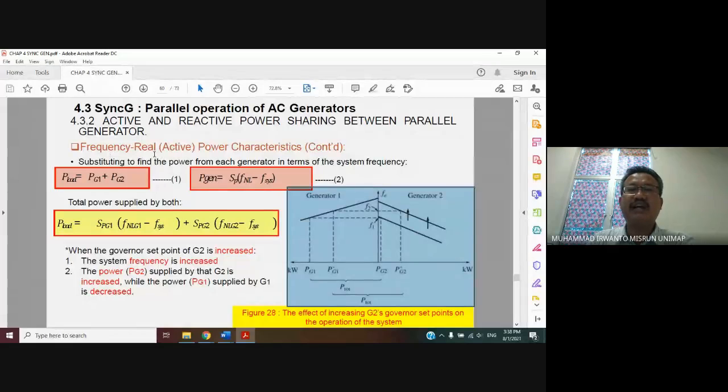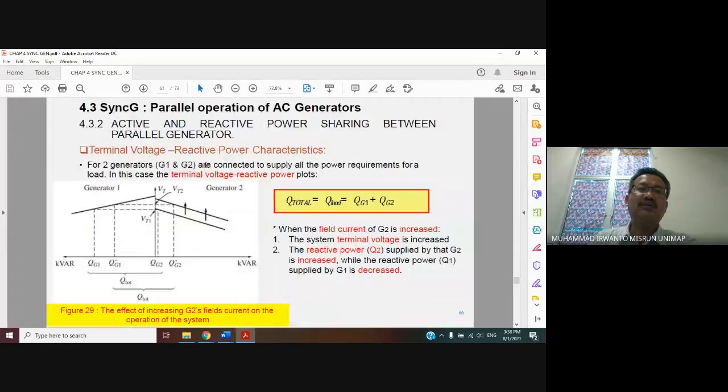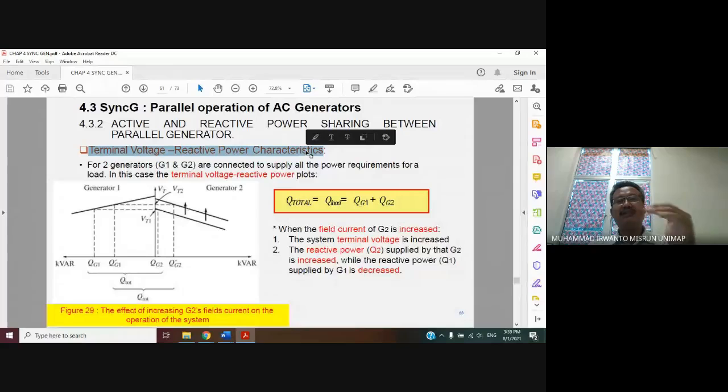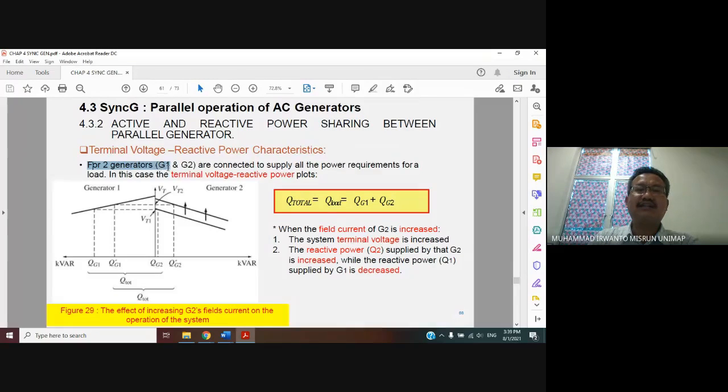Okay, this one is for the relationship between frequency and real power, or the frequency-real power characteristic. The second, we look at the terminal voltage-reactive power characteristic. This one is the terminal voltage. The illustration is the same as before for frequency and active power. Two generators, G1 and G2, are connected to supply all the power requirement of the load. In this case, the terminal voltage and reactive power flow.